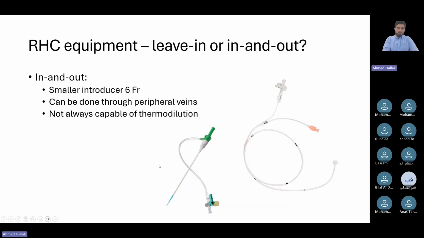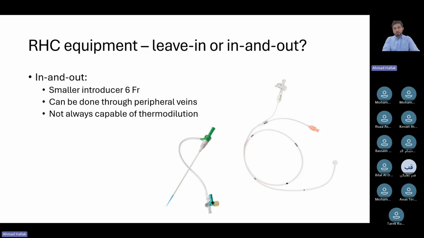So this is as opposed to the in and out Swan. You use a smaller introducer. Very frequently, we'll use these when we get a consult for a patient being evaluated for a liver transplant. In these liver transplants, they're swollen everywhere, so they always want to be sure that there's no RV dysfunction. We don't expect them to need constant monitoring, so we do an in and out right heart cath.